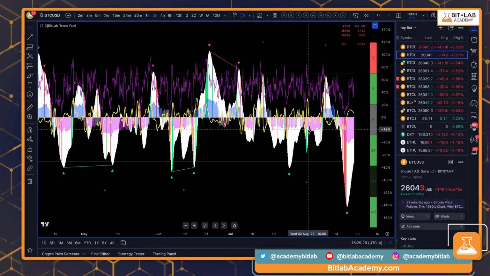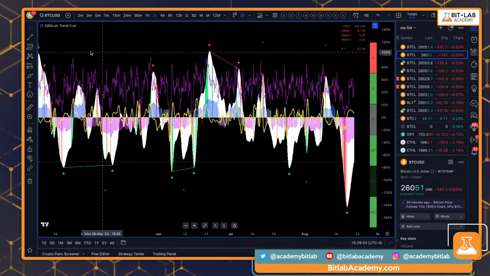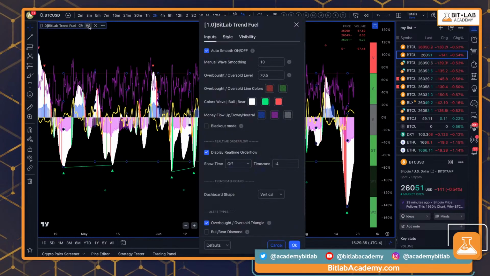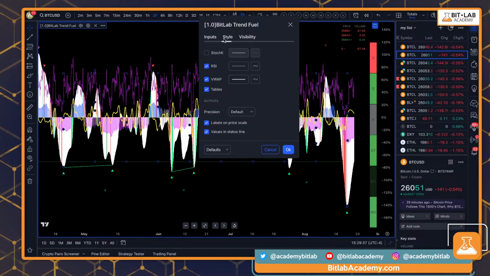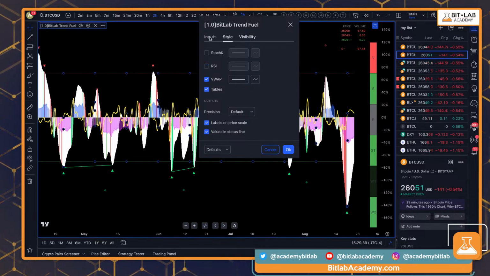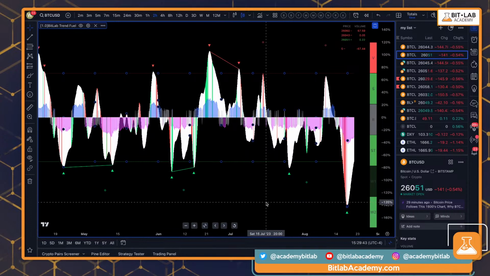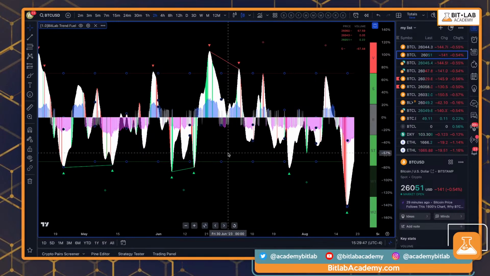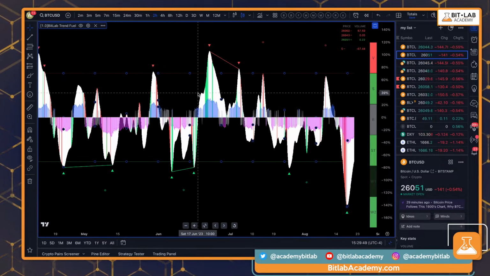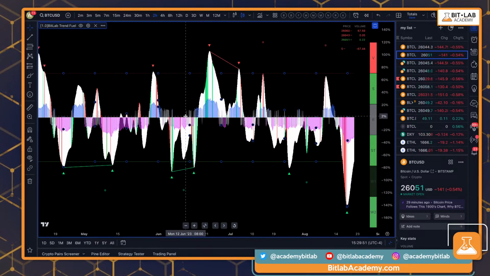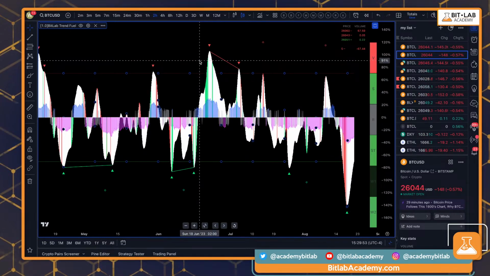Now, looking at this is how it's going to come when you open it. You can double click on this or come over here to the gear wheel. We'll start with the very beginner look. We can turn off the RSI here on style, turn off the VWAP, and just look at it just like this. Now, what we have is these momentum waves, essentially the trend wave, the strength of the trend and the movement of that trend.